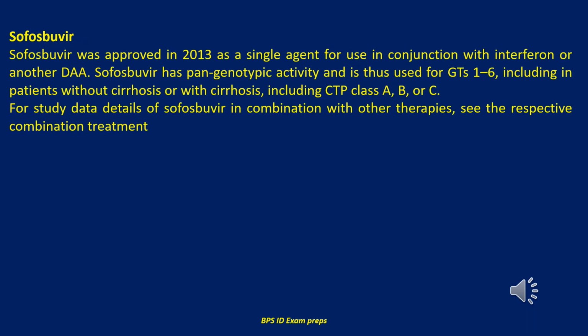Next we will discuss sofosbuvir. Sofosbuvir was approved in 2013 as a single agent for use in conjunction with interferon or another DAA. Sofosbuvir has pan-genotypic activity and is thus used for genotypes 1 to 6, including in patients without cirrhosis or with cirrhosis, including CTP class A, B, or C. For study data details of sofosbuvir in combination with other therapies, see the respective combination treatment.